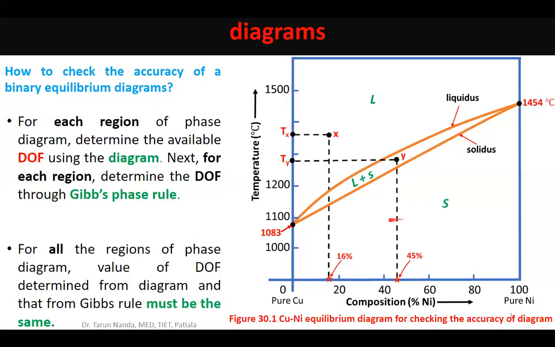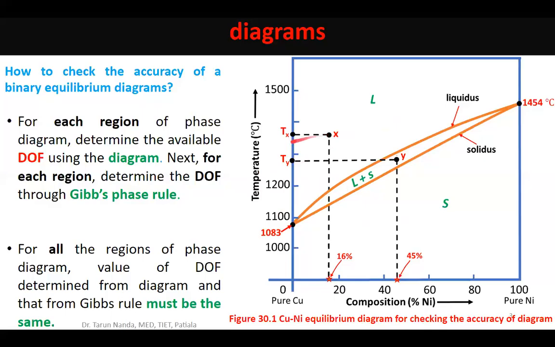How do we check whether temperature is a degree of freedom? You go to any region. For example, my material system is defined by the temperature-composition point X, when it is at temperature Tx and has composition 16% nickel. How do I see how many degrees of freedom the material system has when the system is at state X?